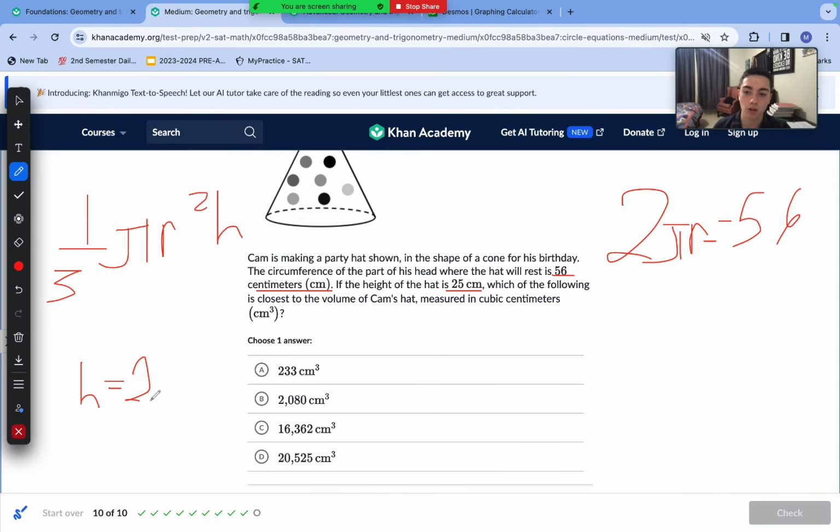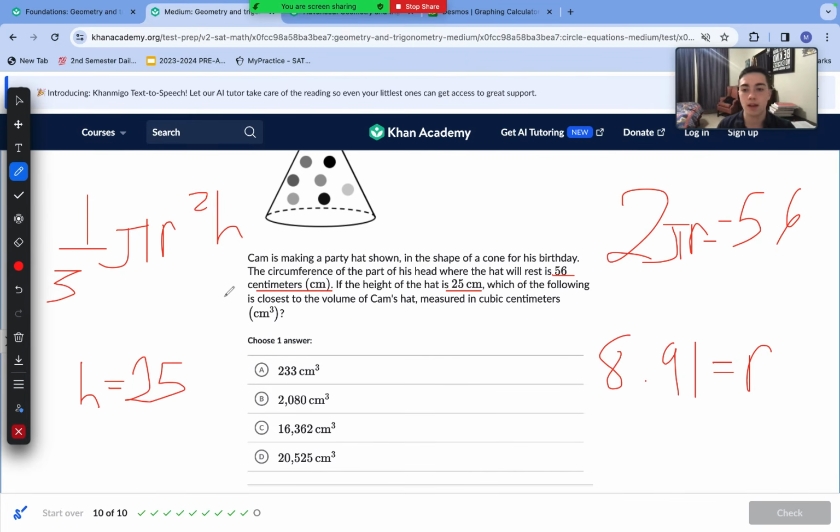In order to find our volume, we need to find r. So we can do that real quick by dividing 56 by 2 and pi. So 56 divided by 2 pi, we get 28 over pi there. This is equal to r. 56 divided by 2 pi is equal to 8.91. So we will substitute that in for r in our volume equation with our height as well.